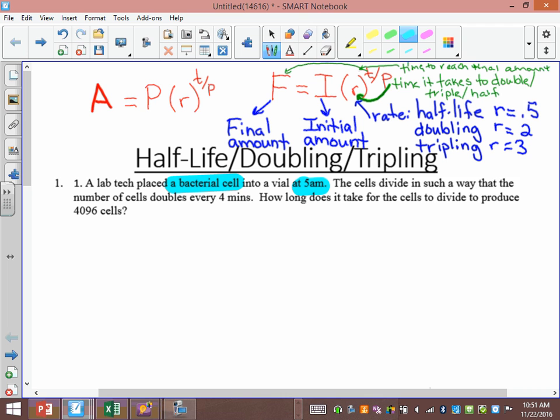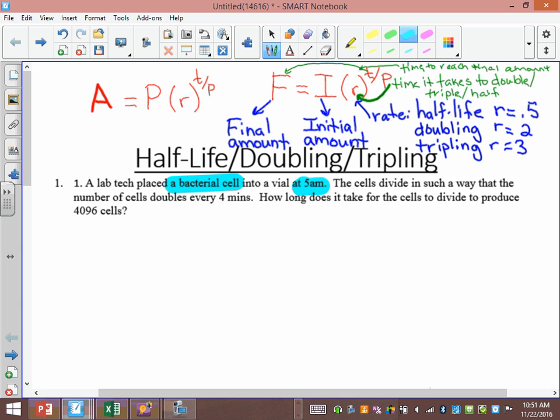Why is 5 a.m. important? Because that's the time they started, right? So you still get your time in hours and stuff like that, but if they ask you what time it took till it reached blah, blah, blah, you could tell the time. Now, the other thing is this T and P have to be in the same units. So if time is in hours, then the P has to be in hours, okay? If one's in minutes, the other one has to be in minutes.